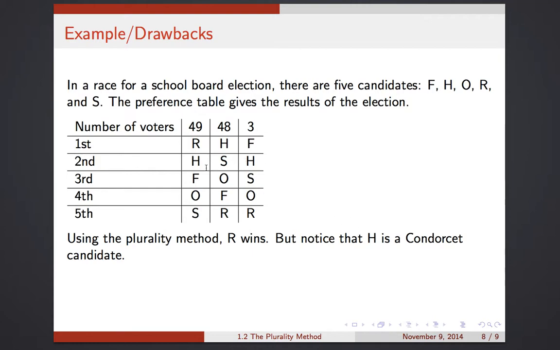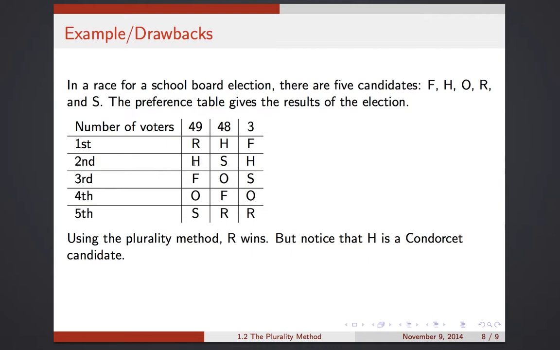So if you compare H to R head-to-head, there are 49 people that prefer R over H, right? These 49 people like R better than H. But these 48 people here like H better than R, right? They ranked H first and R last. And these 3 people here also like H better than R, right? They rank H second and R last again. So there are 51 people who like H better than R.